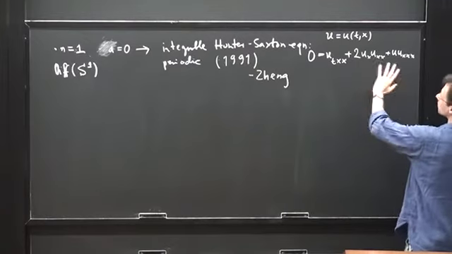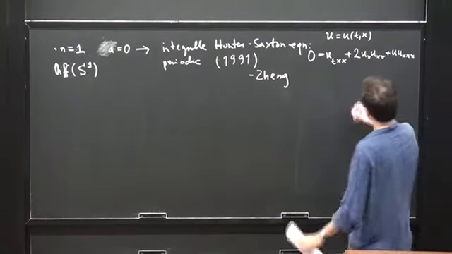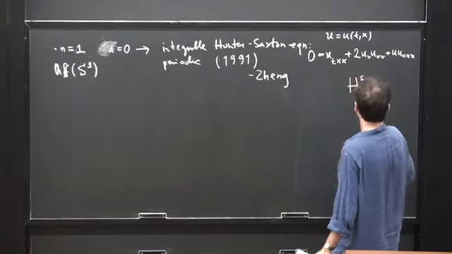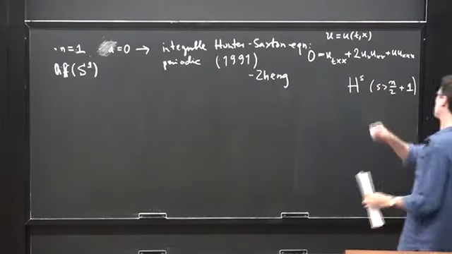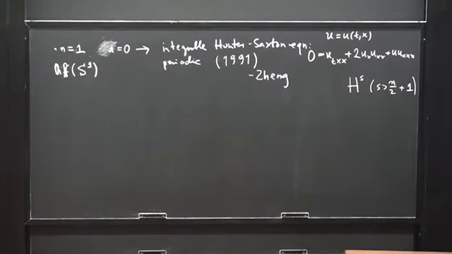The Cauchy problem for this equation has also been studied quite extensively. So local well-posedness is known in some Sobolev framework. Usually one works here with Sobolev spaces with the Sobolev index greater than n over 2 plus 1.